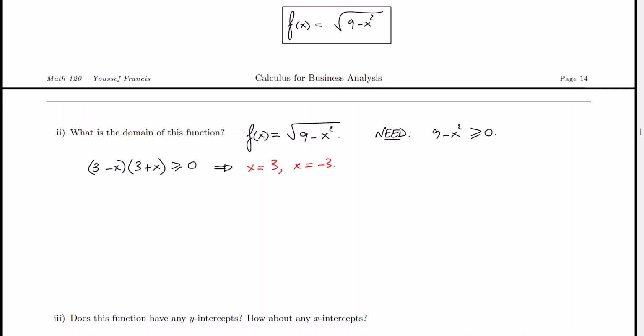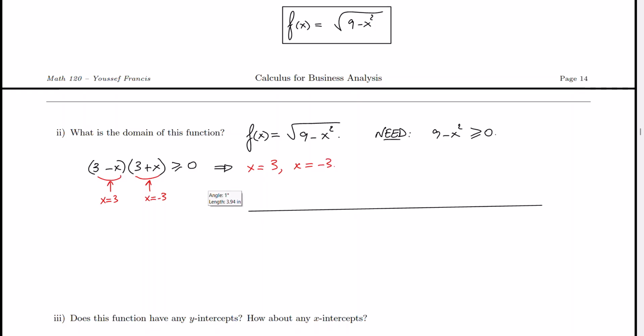These are the numbers that would make each of these parentheses equal to 0. This one here would be equal to 0 if I plug in x equal to 3, and this one here would be equal to 0 if I plug in -3. Now, we are not done yet. What we have to do next is do some testing to figure out what part of the real numbers we can take. So what I'll do is I'll draw the real number line.